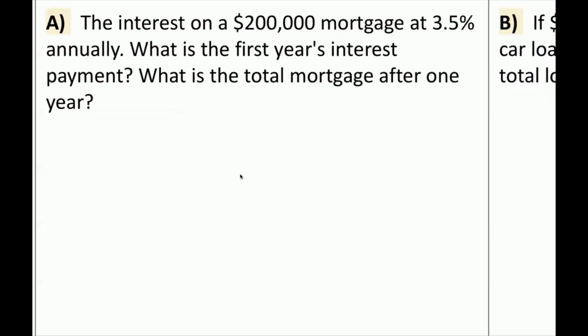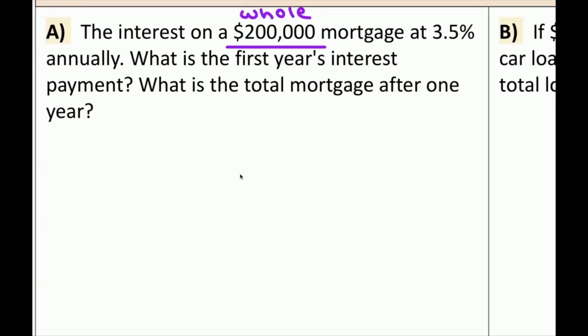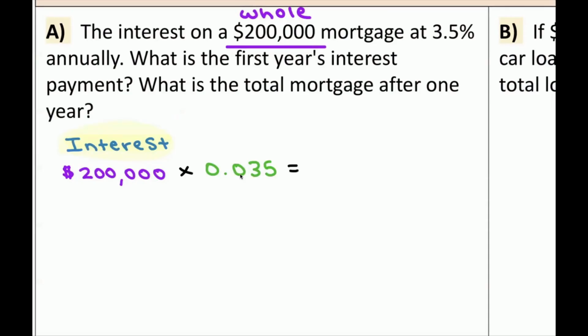A says the interest on a $200,000 mortgage is 3.5% annually. What is the first year's interest payment and what's the total mortgage after 1 year? Okay, so we're talking about house prices here and how much you have to pay. So when we talk about interest, that's the part. So our whole is 200,000, and we can multiply that times 0.035.